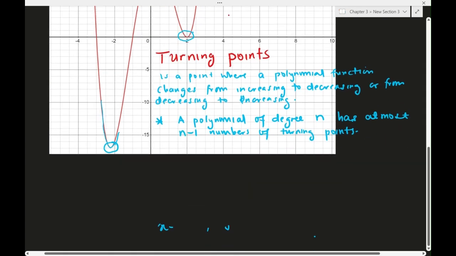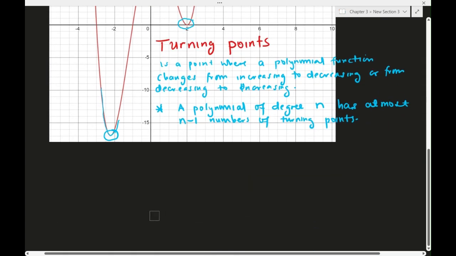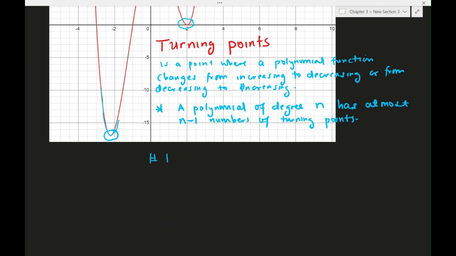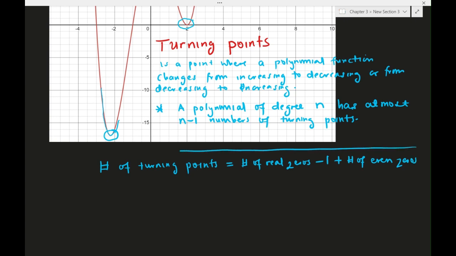So here I will give us a formula quickly that we can use to find the number of turning points without graphing. The number of turning points equals the number of real zeros of a polynomial minus 1, plus the number of even zeros. Please take note of this formula. It's very important. We will use it shortly.